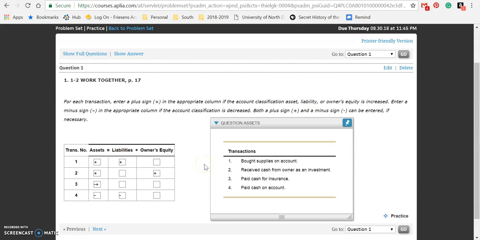So that's it for 1-2 work together. Go ahead and do your 1-2 on your own, and then you'll also have your 1-2 application problem to do.